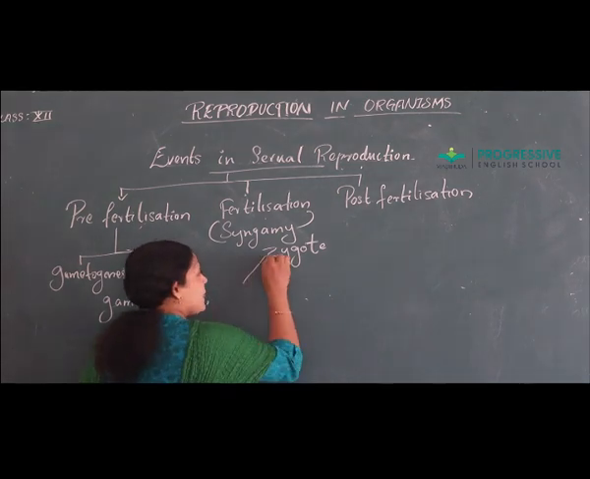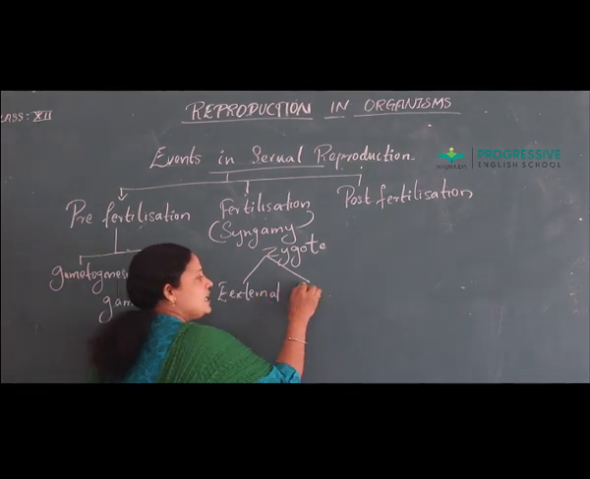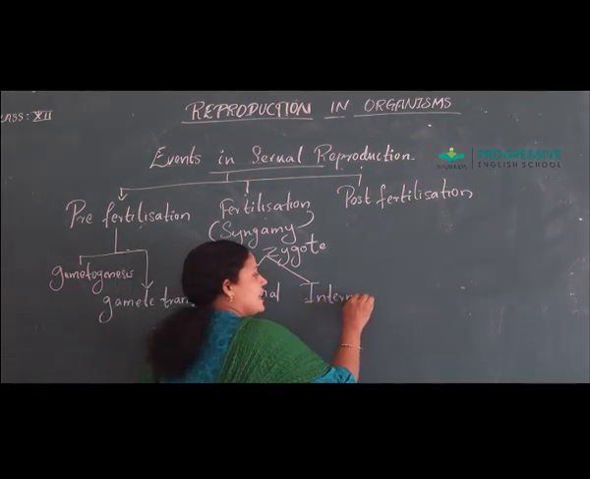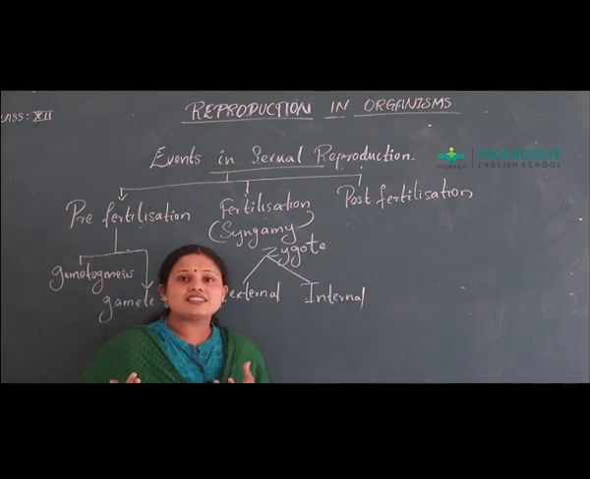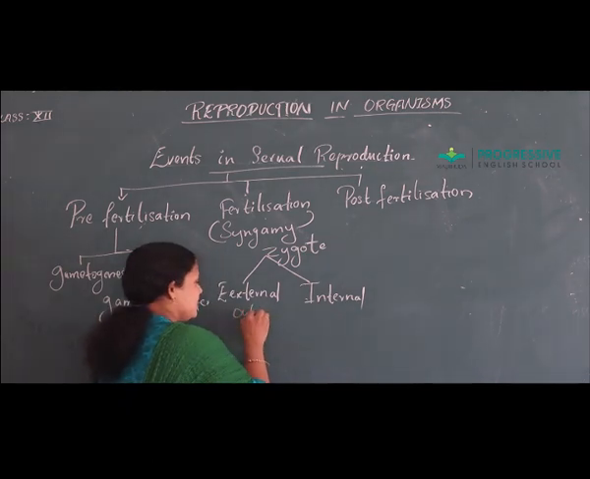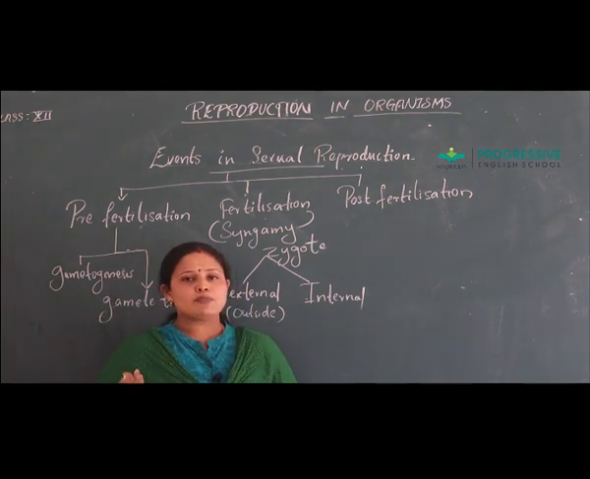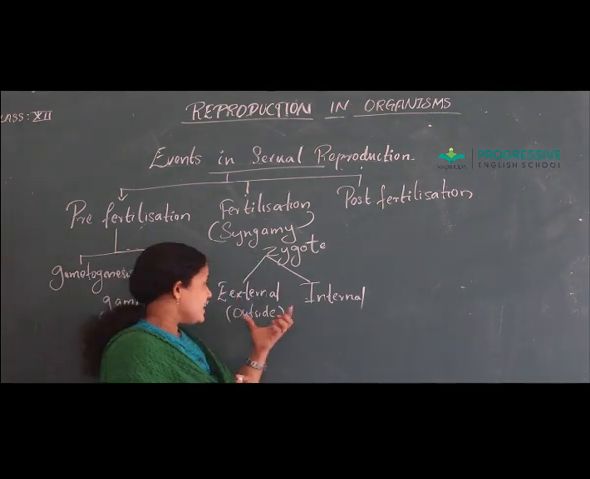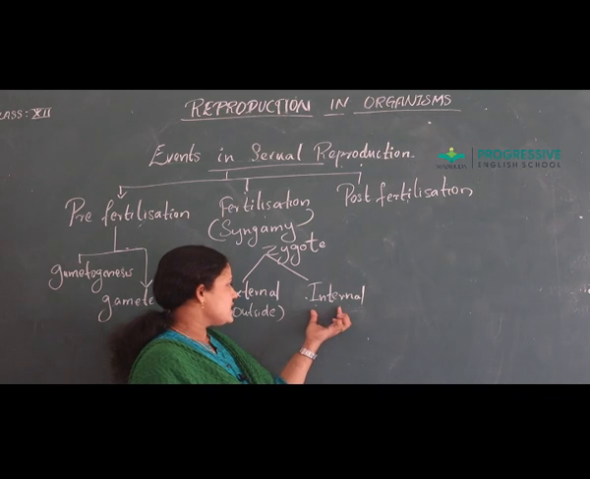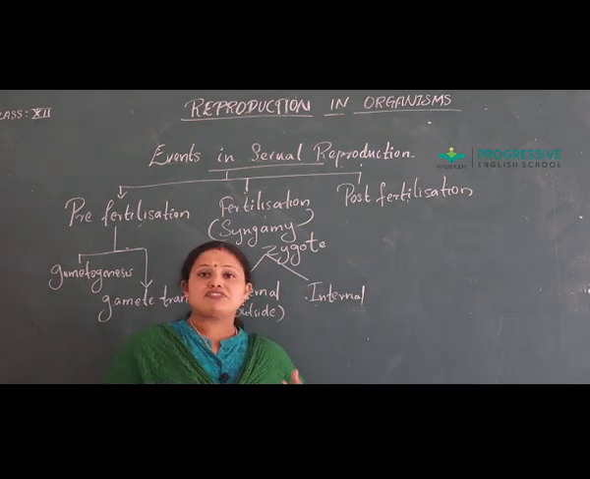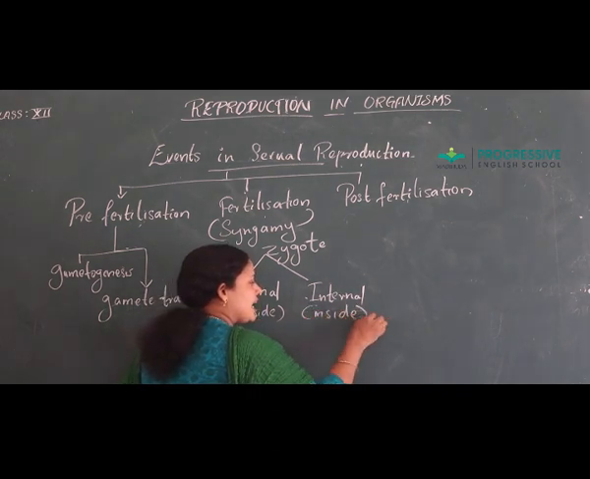They are external fertilization and internal fertilization. From the word itself, it is clear. What do you mean by external? External means outside. If the fertilization or fusion is taking place outside the body of the organism, it is known as external fertilization. In internal fertilization, it is inside the body. The fertilization is taking place inside the body of the organism.